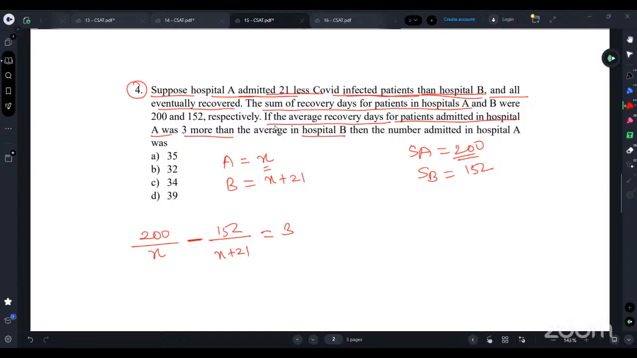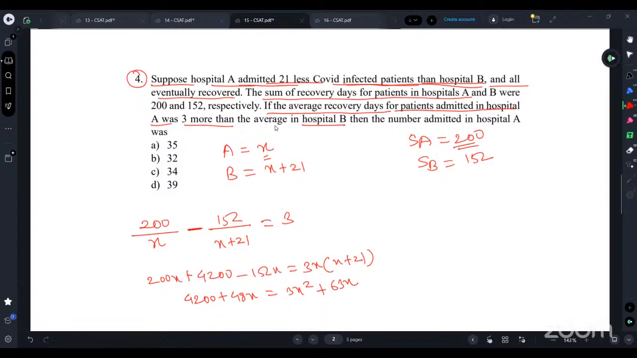Now let's solve this. It will be 200 times x plus 21, which is 200x plus 4200, minus 152x, equal to 3x into x plus 21, taking this on the right hand side. So 200 minus 152 is 48. So 4200 plus 48x will be equal to 3x square plus 21 times 3, which is 63x. Right, now let's solve this.